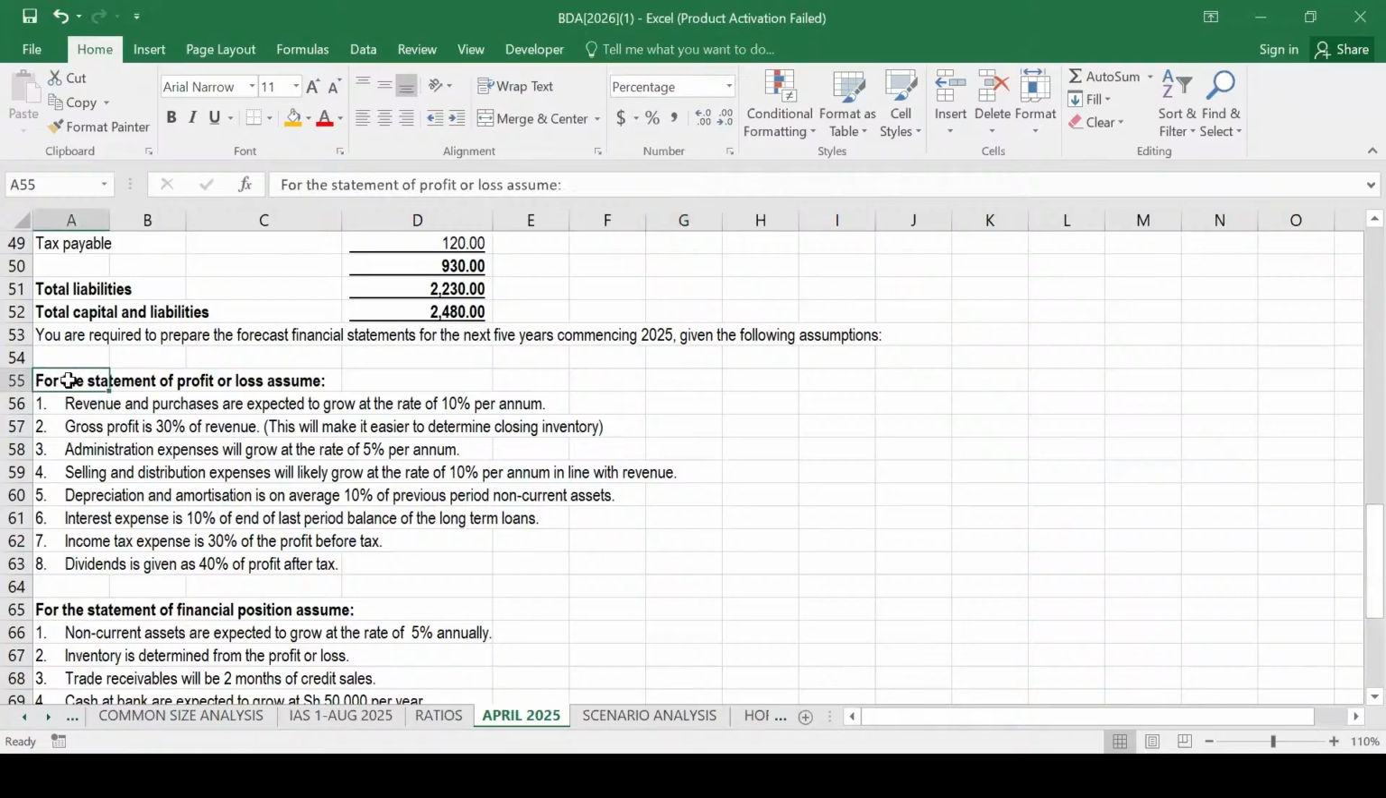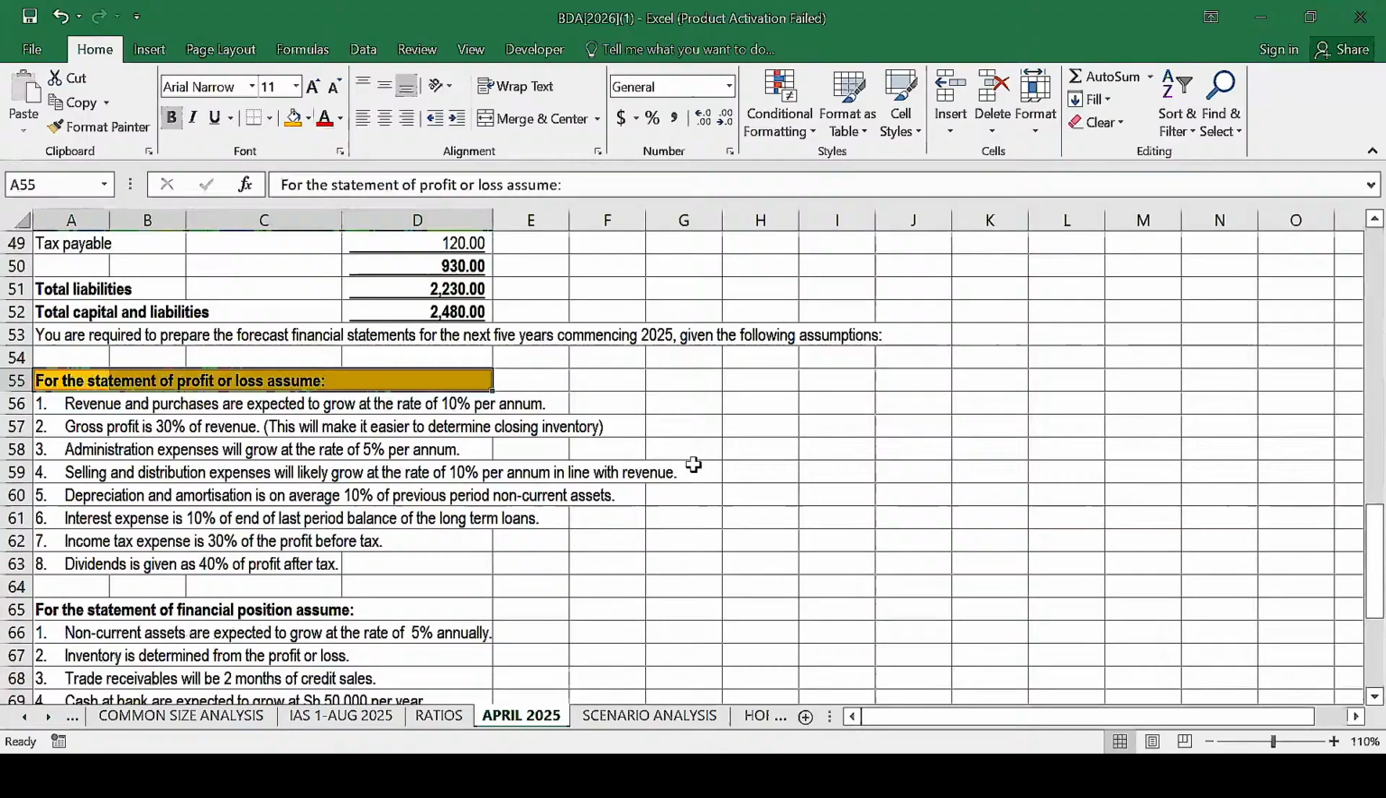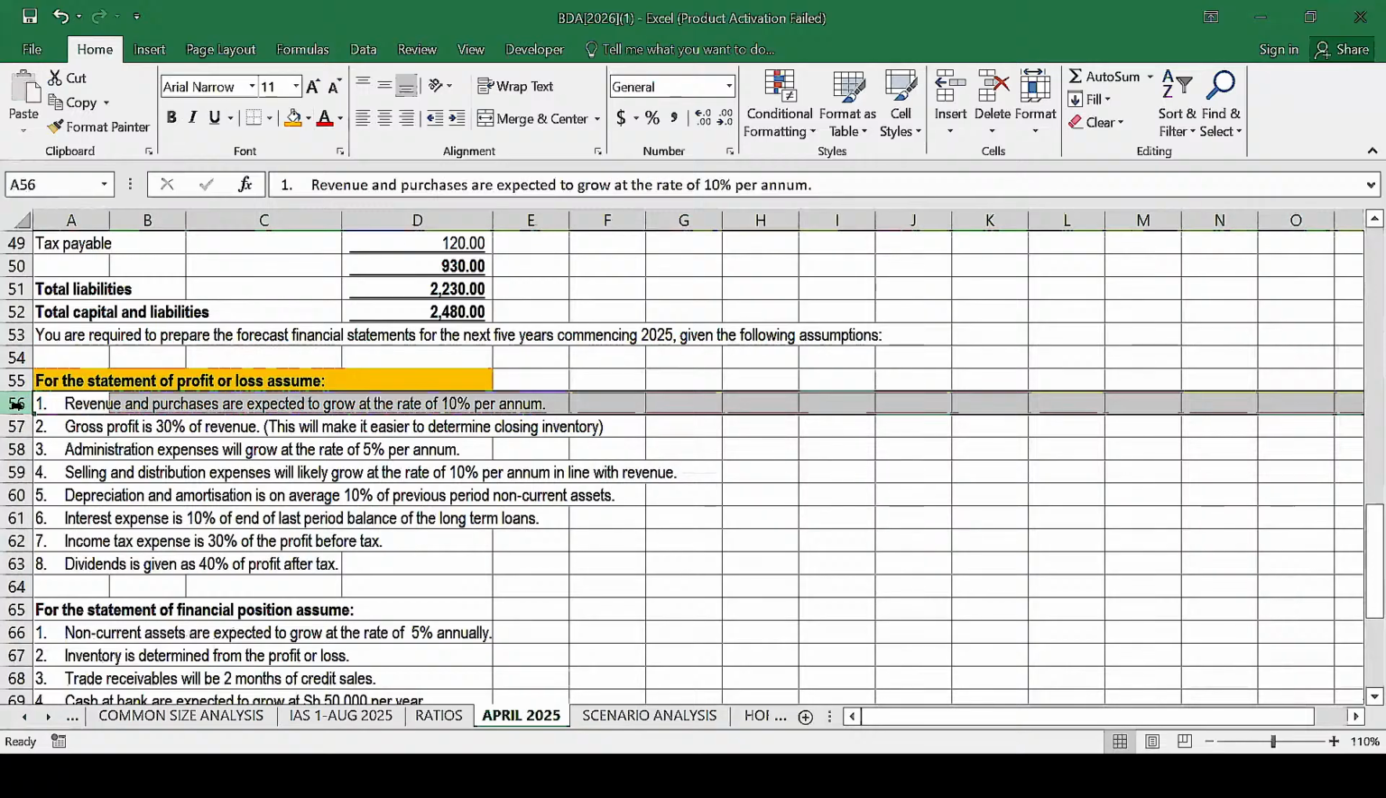Number 1, we are given assumptions basically for preparing the statement of profit or loss. Number 1, you're told the revenue and the purchases are expected to grow at the rate of 10% per annum. Gross profit is 30% of the revenue. This will make it easier to determine the closing inventory. Administrative expenses grow at the rate of 5% per annum. Selling and distribution will likely grow at the rate of 10% per annum in line with revenue.